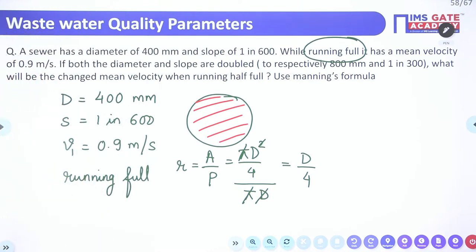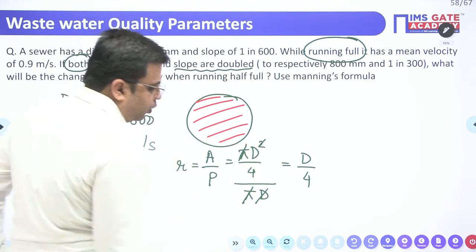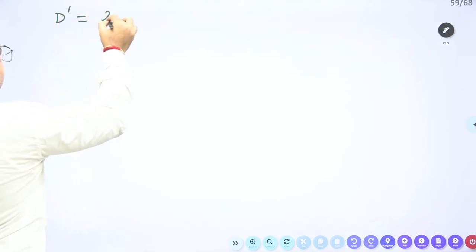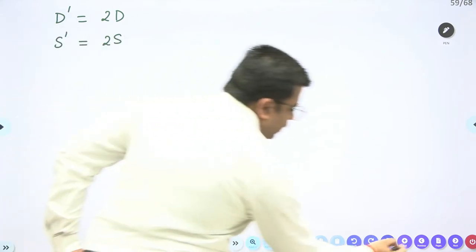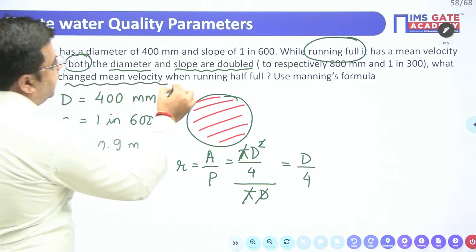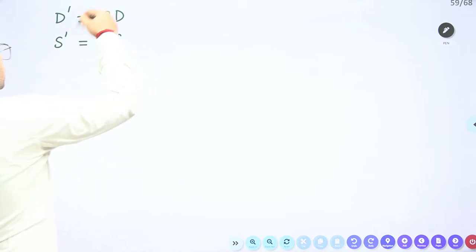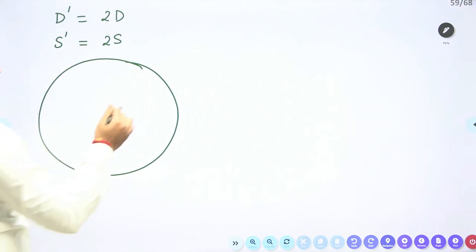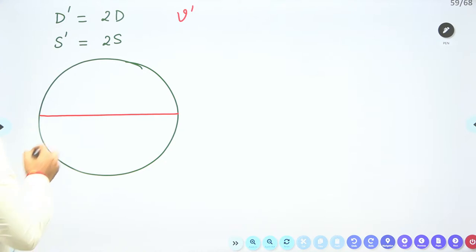Now the question further says that if both diameter and slope are doubled, right? So if I talk about the new sewer, the diameter is doubled and the slope is also doubled. For this case, you need to calculate what will be the changed mean velocity when running half full. Means for these two changes, what will be the velocity of flow V dash when this increased size sewer is running half full.